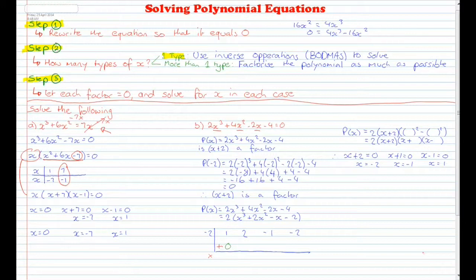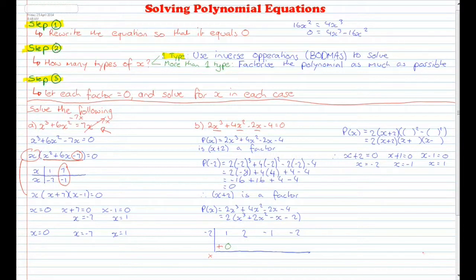Now in order to do this, what I need to do is look for factors of negative 4 and apply the factor theorem. So I've looked at the factors of negative 4 and I'm wondering, is x plus 2 a factor? I've also defined p of x as being this here. Just makes it a little bit easier. So is x plus 2 a factor? Well, let's have a look.